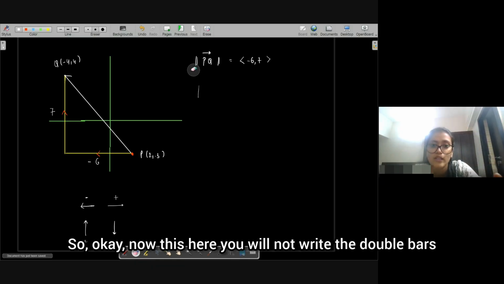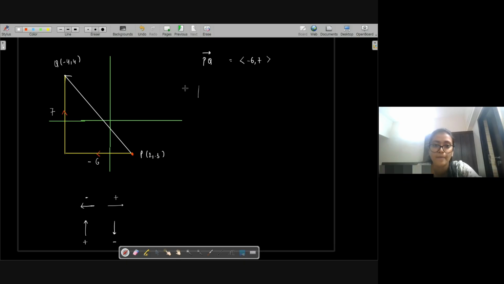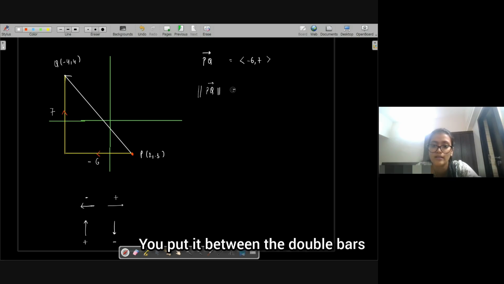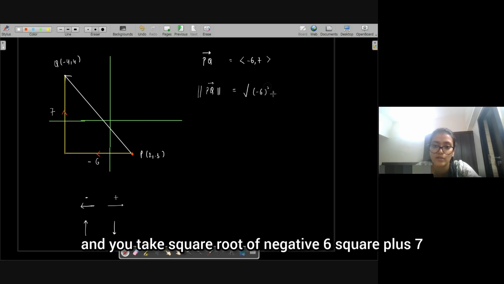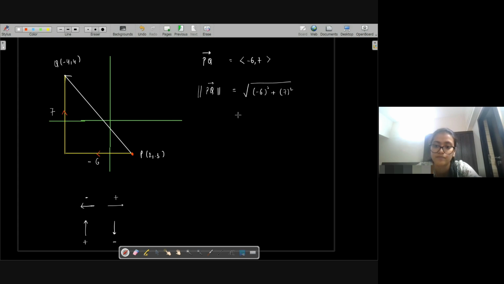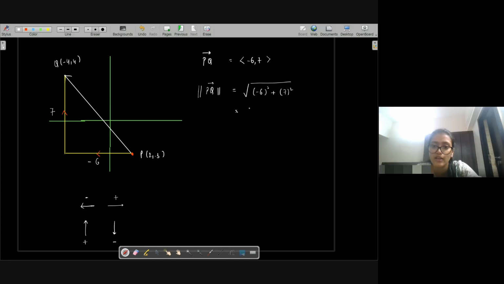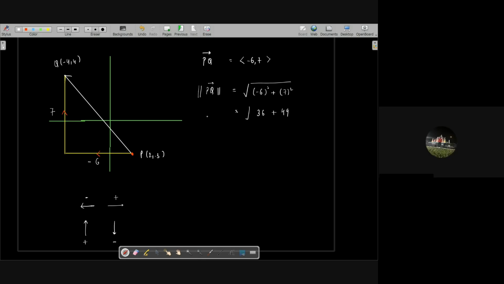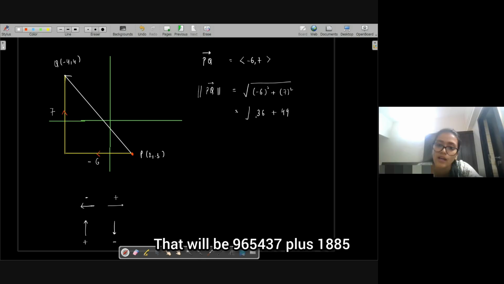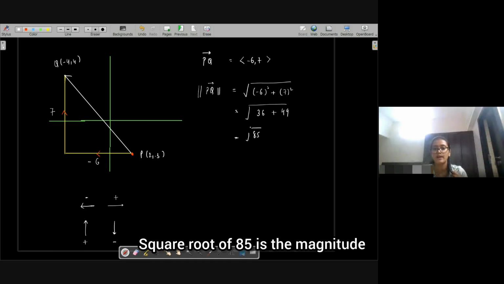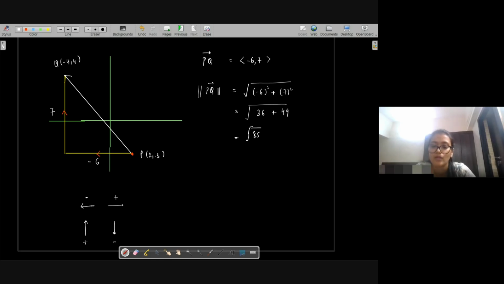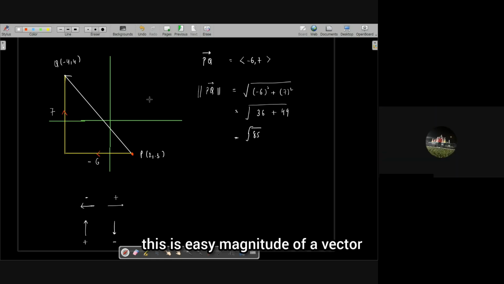Here you will not write the double bars. This is your vector. Now to find the magnitude, you put it between the double bars and you take the square root of negative 6 squared plus 7 squared. That will give you the square root of 36 plus 49, which is the square root of 85. That is the magnitude. You can further simplify it. This is easy: magnitude of a vector.